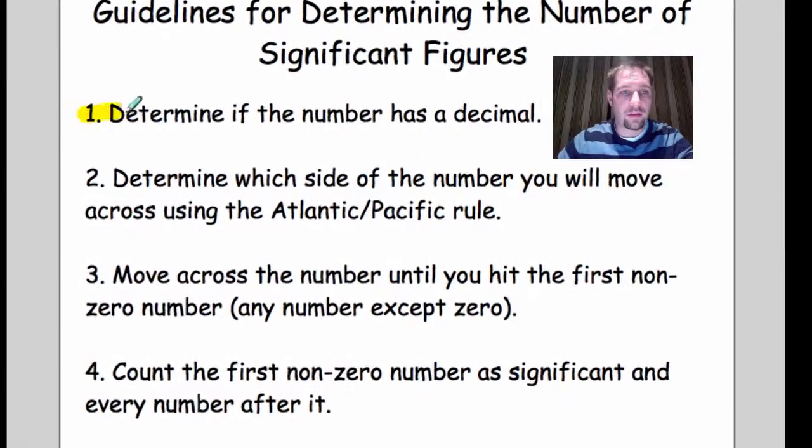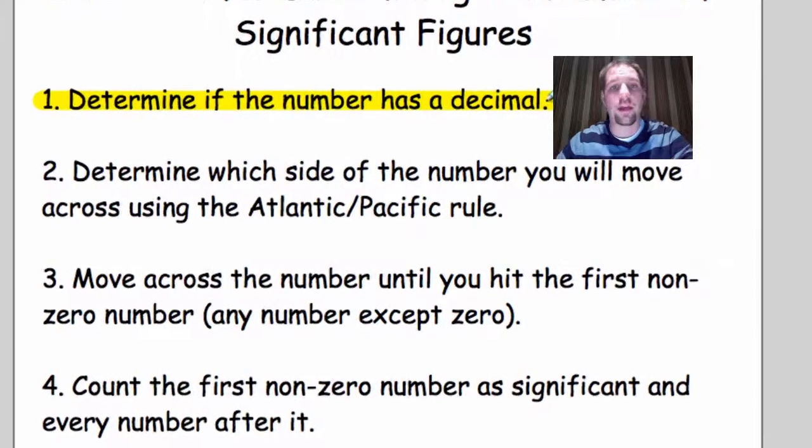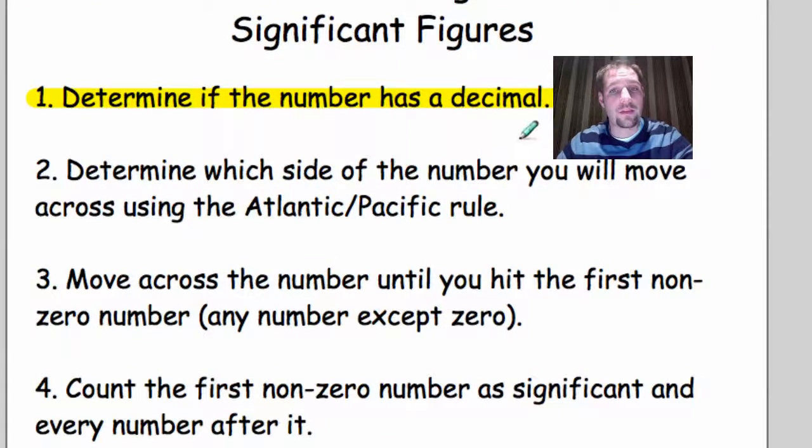The first one is determine if the number that you're looking at has a decimal or not. This is going to be your first step, pretty easy to look at. Just see if we have that decimal located in that number or not. Our second step is using what we call the Atlantic-Pacific rule. That's going to help you determine what side you're going to start on the number and what way you're going to move across that number when you're looking at first significant figures.